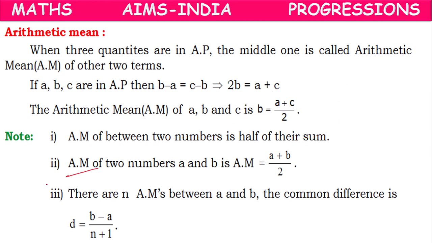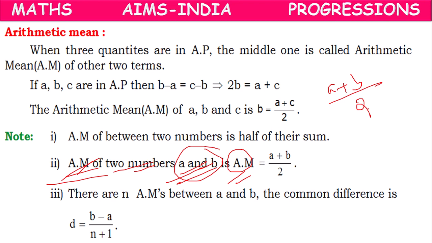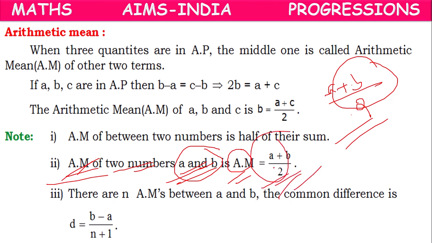If they have given only two numbers, A and B, and they ask us to find the arithmetic mean of the two numbers A and B, then we can find the arithmetic mean just by adding their sum and dividing by 2: A plus B by 2. With the help of this formula, we can find the arithmetic mean.